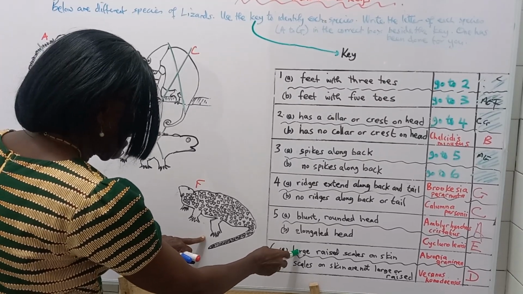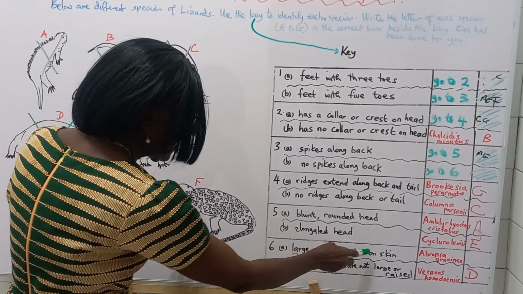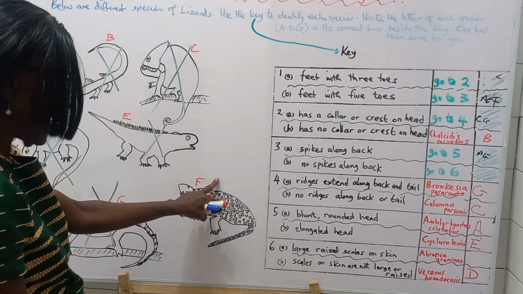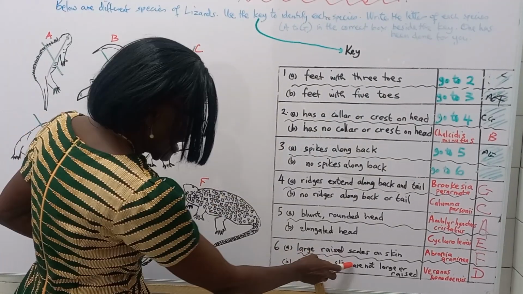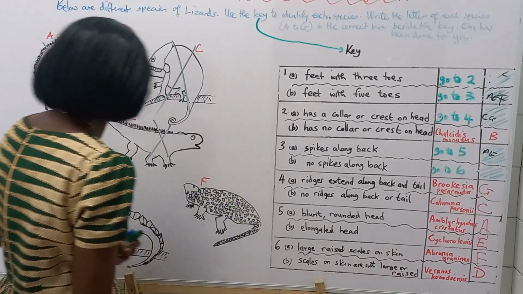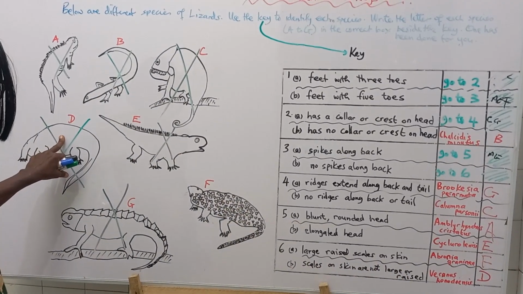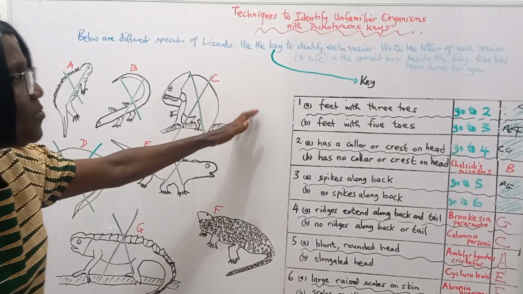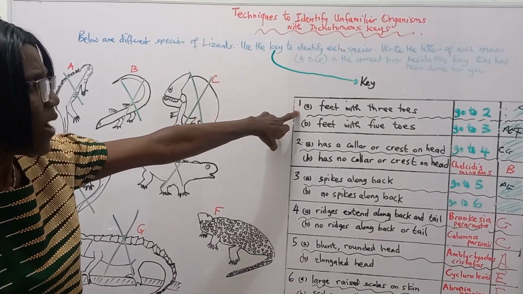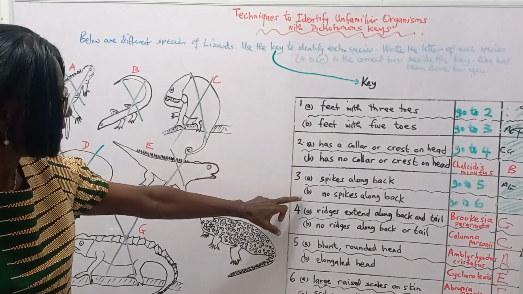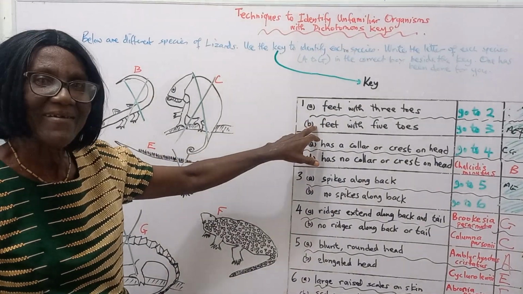6, we have large raised scales on skin. That is F. And this one is scales on skin are not large or raised. That is D, which has been given us already. So this is how dichotomous keys are used to find unfamiliar organisms. Finish with one character completely before you pick the next character.